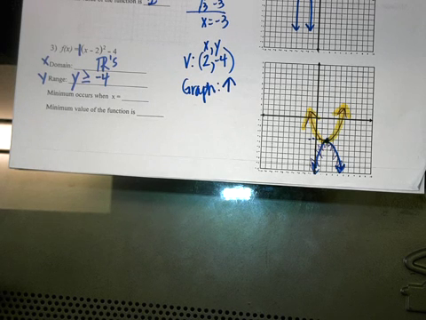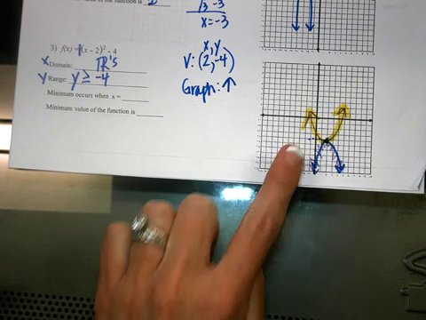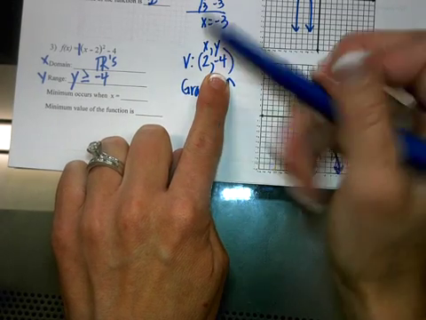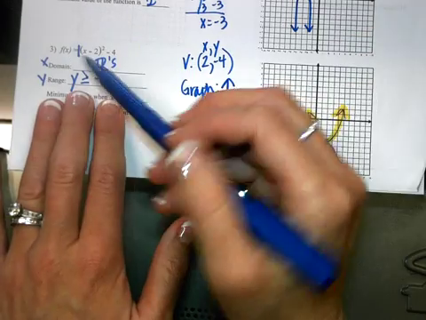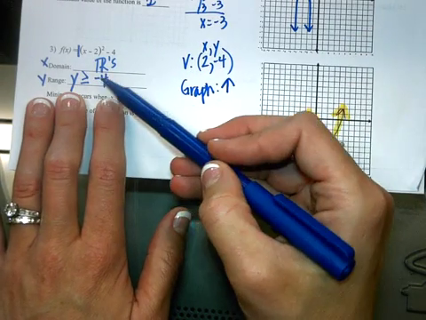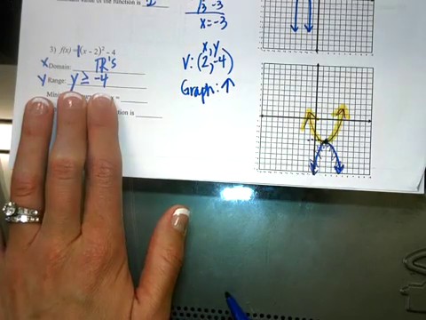Okay? So this is the y value. You notice that this is the y in your vertex, and so the range is always going to be, depending on how your graph is going, y either greater than or equal to or less than or equal to whatever the y of the vertex is. Okay?